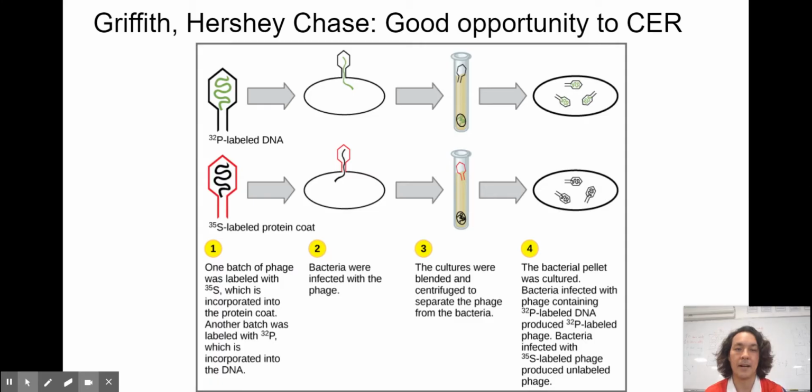It's a good opportunity to practice your claim, evidence, reasoning skills. What is their claim? What is their evidence? And then how does scientific reasoning tie it together? Here, you can say that the claim is going to be that DNA is the hereditary material. The evidence is going to be the phages that are labeled.